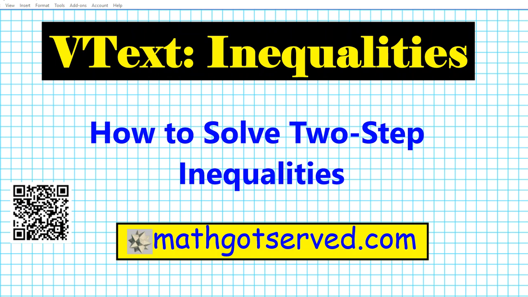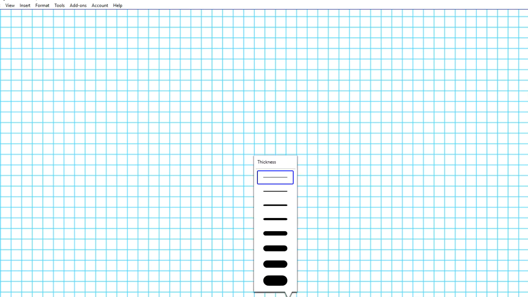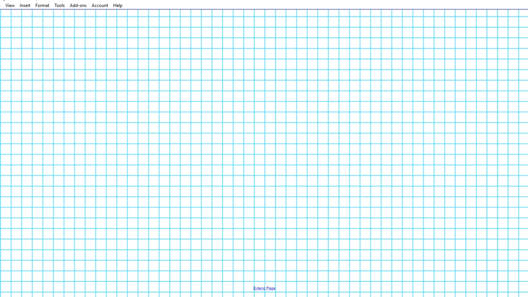In this clip, we're going to be going over how to solve two-step inequalities. This is one of our parts in the multi-part series under inequalities of our virtual algebra text. Before we get started, let's do a real quick review on our inequality symbols. Basically, they're the symbols, how you read them, and how they are graphed. Okay, so real quick review on our inequality symbols.